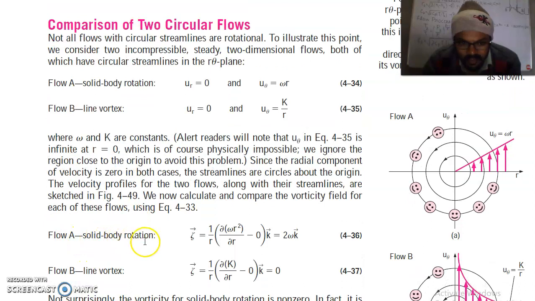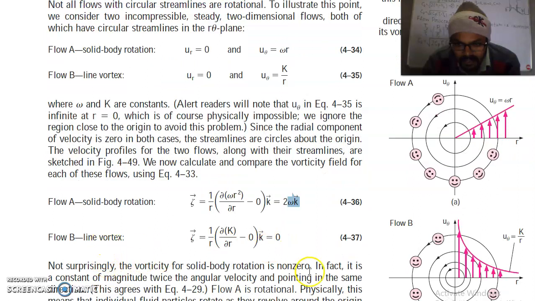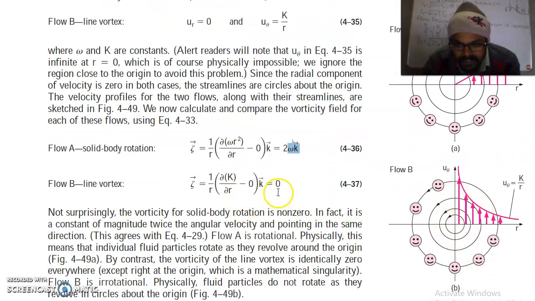So take flow A, solid body rotation. It is represented by zeta, which is 1 by r, d by dr of omega r squared, minus 0, into k, which is equal to 2 omega k. So in case of solid body rotation, it is 2 omega k. In case of line vortex, it is 0.